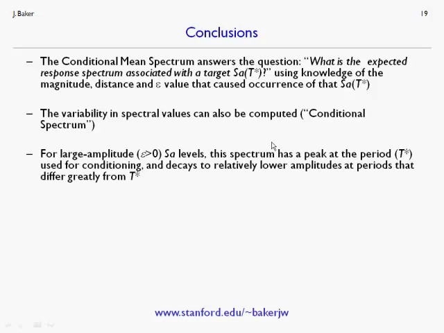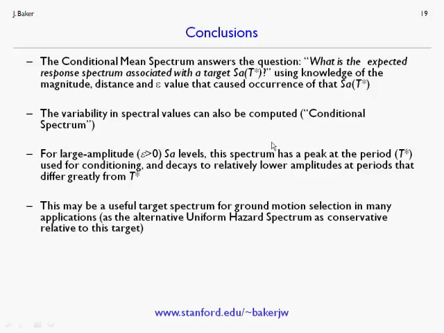What we saw from those example calculations is that the main implication this conditional mean spectrum highlights is that when we have large amplitude spectral acceleration levels, by which I mean epsilon greater than 0, implying spectral accelerations larger than median predicted spectral accelerations, these conditional mean spectra have peaks at the conditioning period T star, and as we move away from that conditioning period, the amplitudes die back down towards the median spectrum, so we see these peaked spectral shapes.